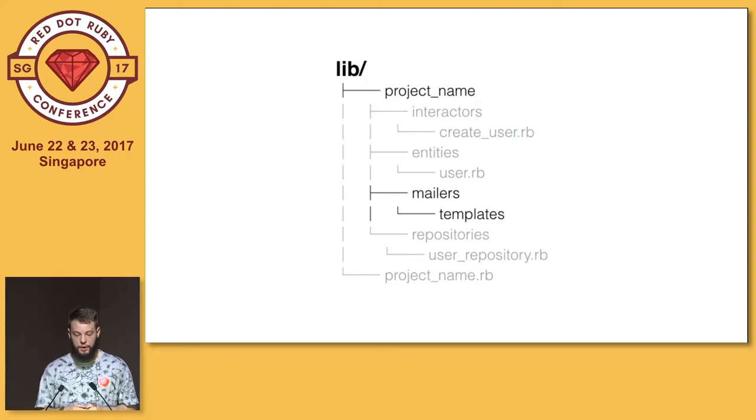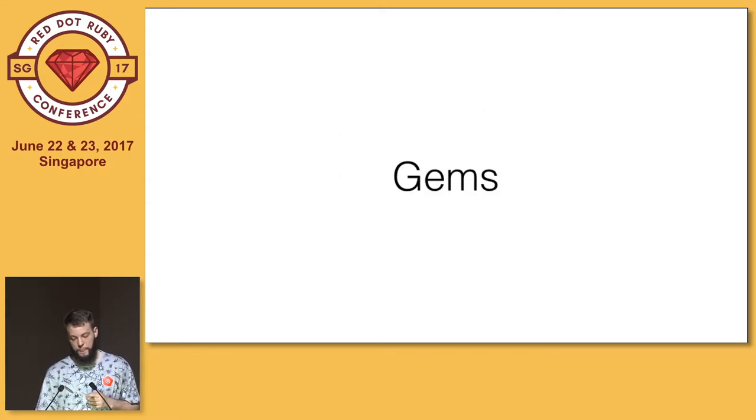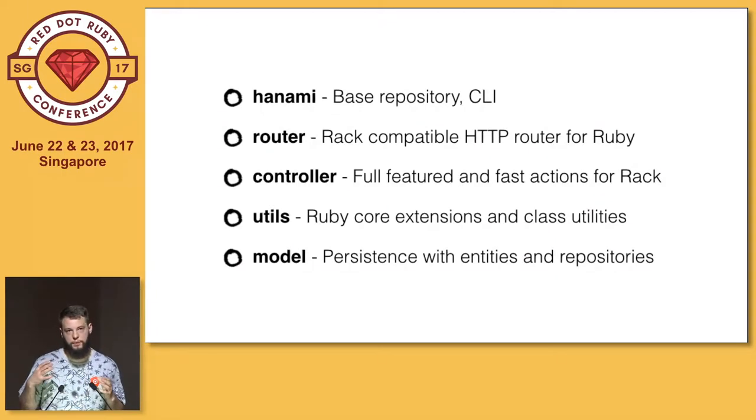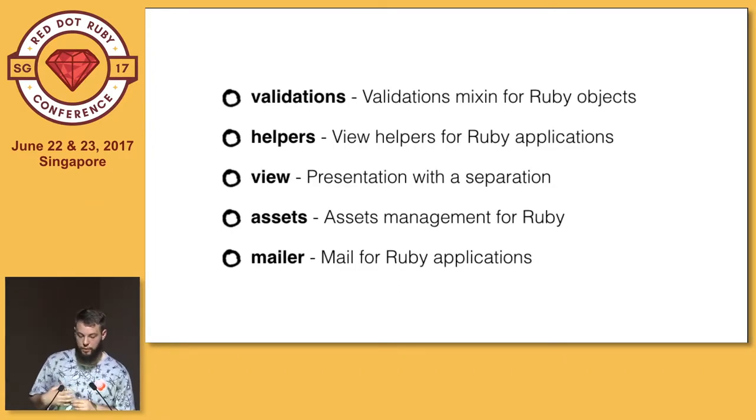I said that Hanami is a modular web framework, and this framework consists of 10 different gems. The first five: Hanami is the base repository with command line interface, and usually when you type in your console hanami and your project name, this gem works. And also it's router, controller, utils, model, and validations, helper, view, assets, and mailer.